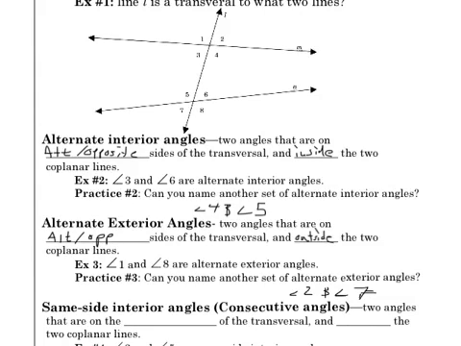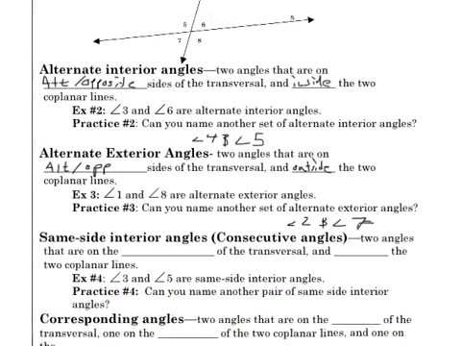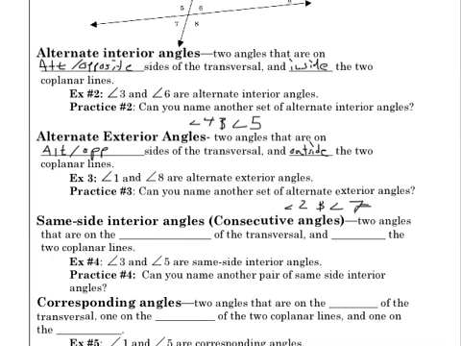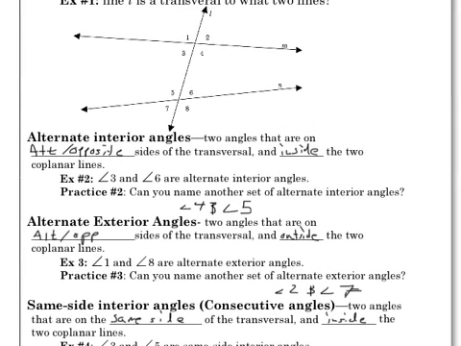Okay, let's keep going. I'll have to slide back up to the picture here, but same side interior angles. These are two angles that are on the, you guessed it, same side of the transversal and inside the two coplanar lines. So 3 and 5. So let's take a look up here. 3 and 5 are same side interior, and so are 4 and 6.